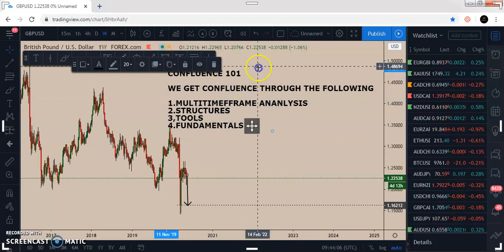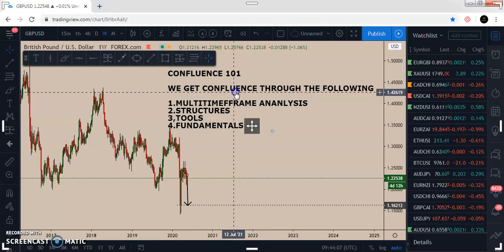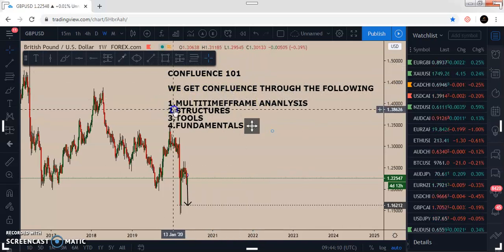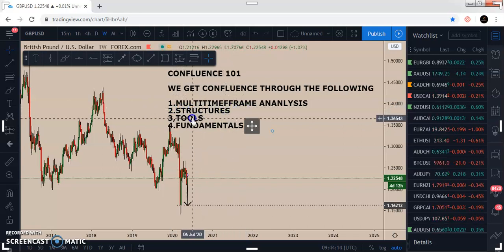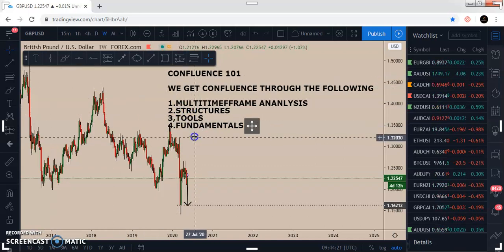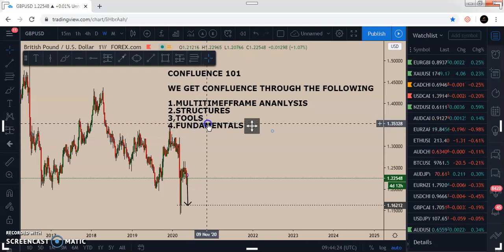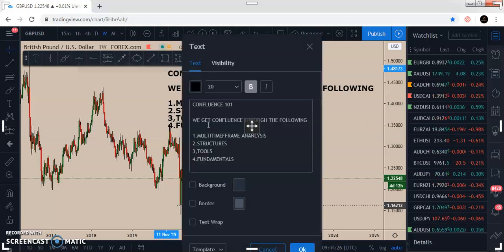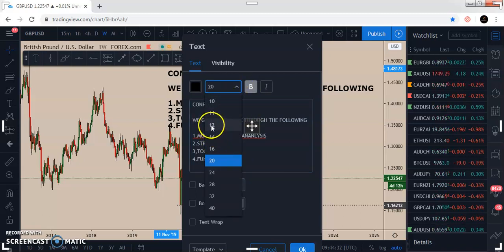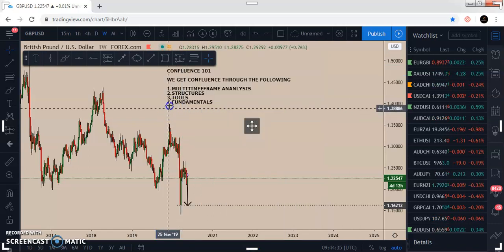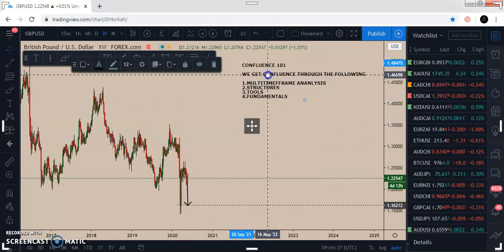Now, Confluence 101, the tools we use for Confluence. We get Confluence through the following. First way to get Confluence is through multi-timeframe analysis. Second way to get Confluence is through structures. And the third way to get Confluence is using these tools that are here. And the last way to get Confluence is through what? Fundamentals. When I say fundamentals, I'm talking about either the hedge funds or you get the news from the news calendar.